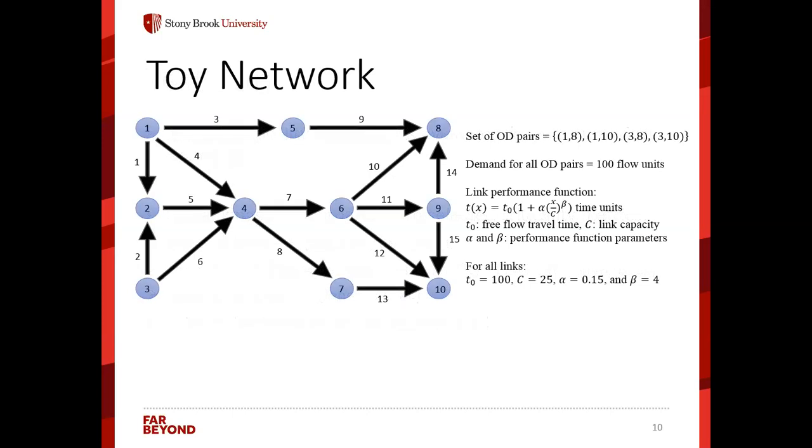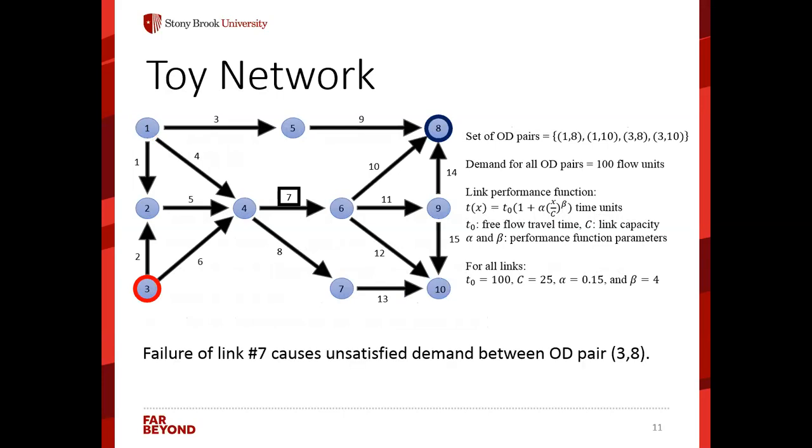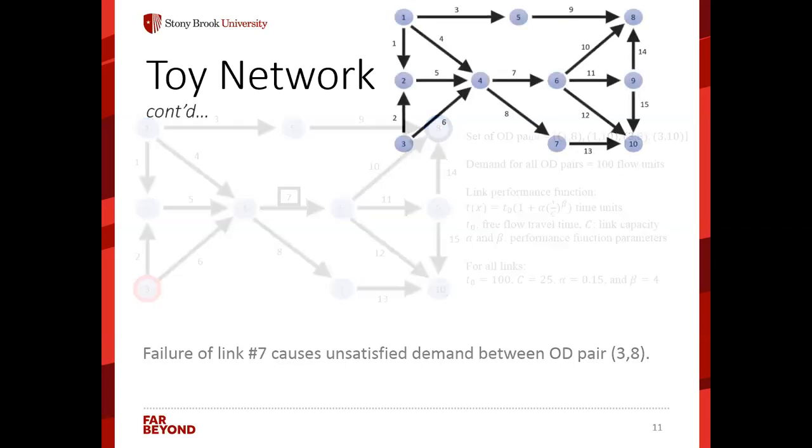And for our toy network, we have 2 origins and 2 destinations. One thing, the way we designed this is we just created this network to test it. One thing we wanted to show is that failure of link 7 causes unsatisfied demand between OD pair 3 and 8. So basically, when you break 7, then all of a sudden there's a disconnectivity in the network.